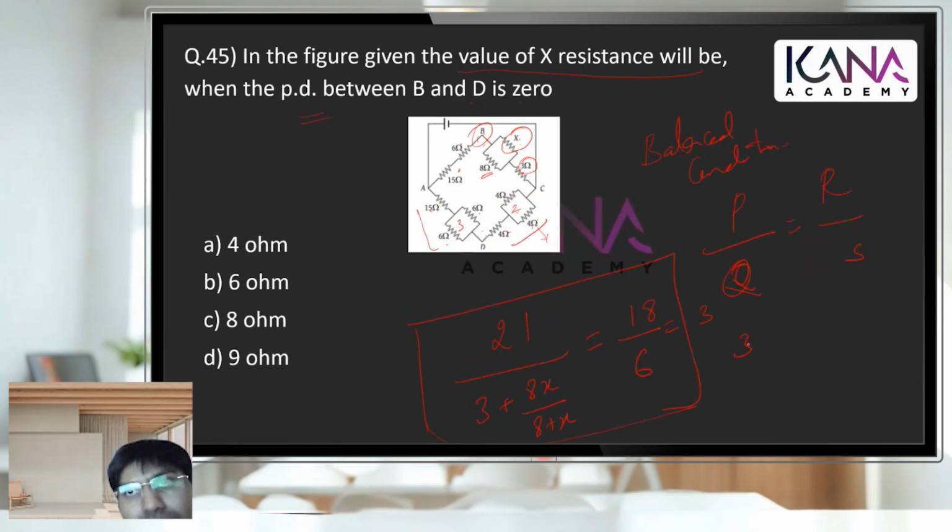Okay, so then we can write this as 3 plus 8x by 8 plus x is equal to 7. Simplifying further, 8x by 8 plus x is equal to 4. Solving for x, 8x equals 32 plus 4x. So 4x equals 32, and x will be 8 ohms. So this is the right answer.